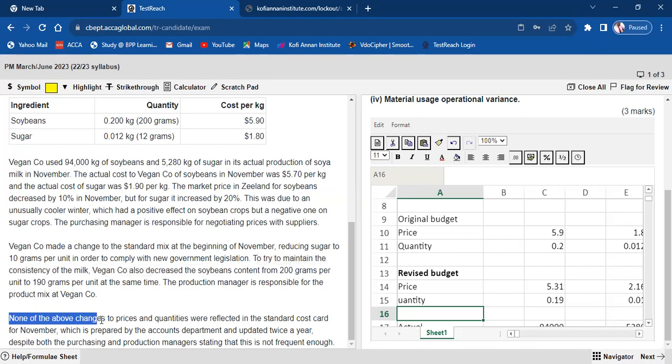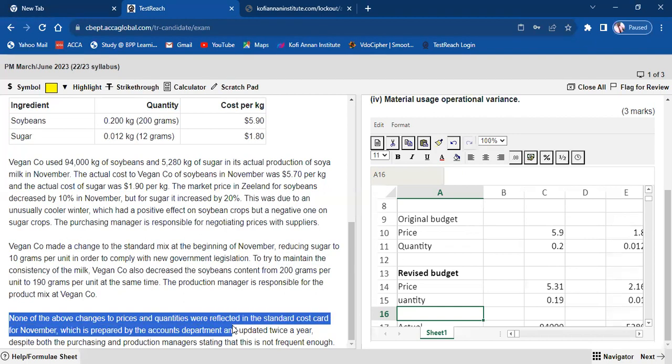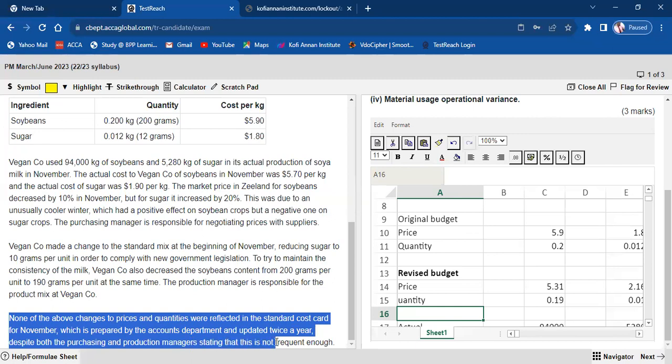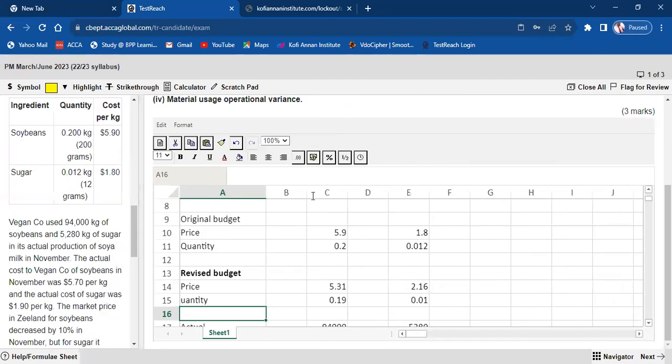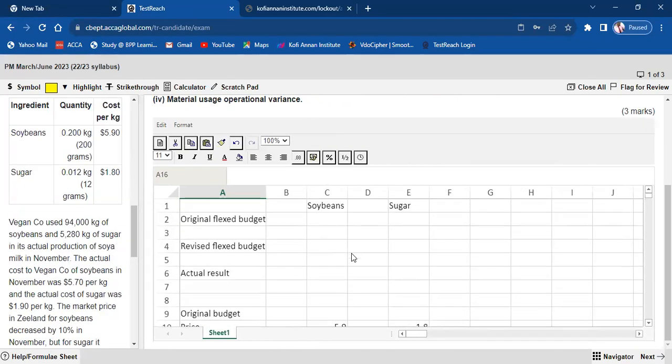None of the above changes to prices and quantities were effected in the standard cost card for November, which is prepared by the accounts department and updated twice a year, despite both the purchasing and production managers stating that this is not frequent enough. End of story. Now, what I have done in the exam hall is to put these numbers into perspective. So now I can look in the original budget for each of the materials, ingredients.